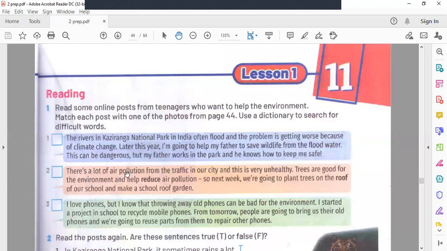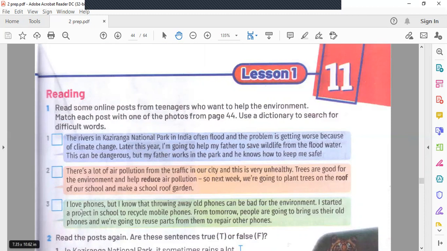Number two, there is a lot of air pollution from the traffic in our city, and it is very unhealthy. Trees are good for the environment and help reduce air pollution. So next week, we are going to plant trees on the roofs of our school and make a school roof garden.